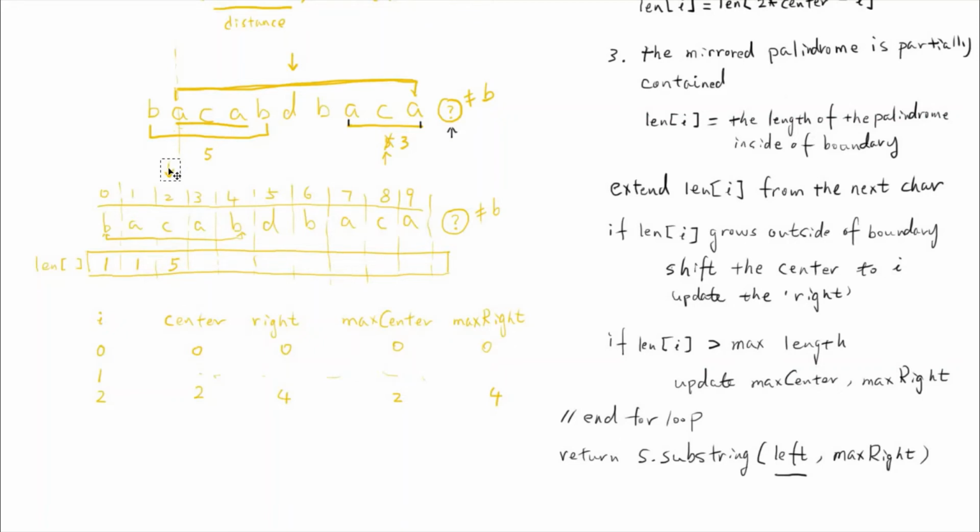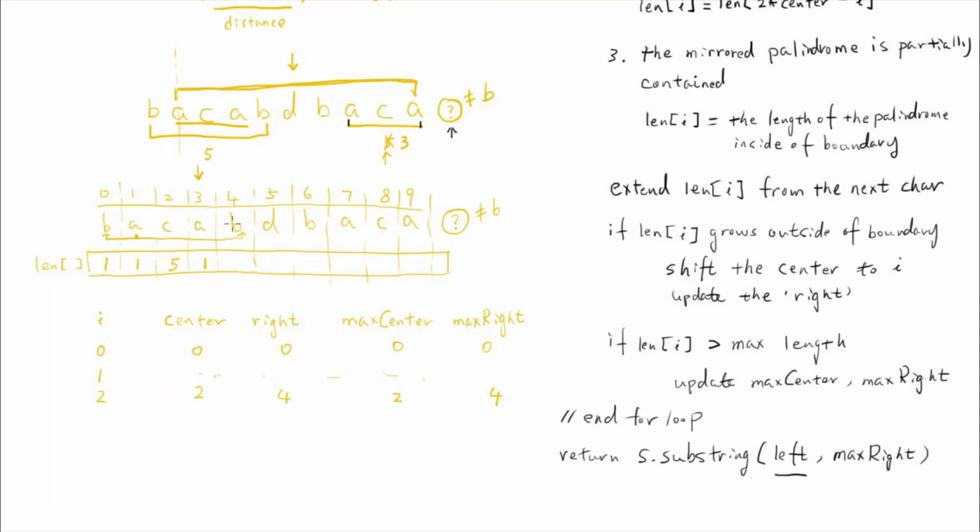Then we move to the next character. And here we have A. Then we try to find the mirrored palindrome on the left side of the center. So the center is at position 2, C. So the mirror we find is here. It has a length 1 and is contained. So we just copy the length to here.